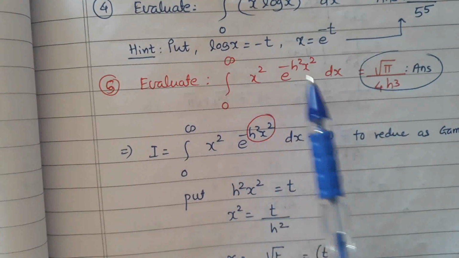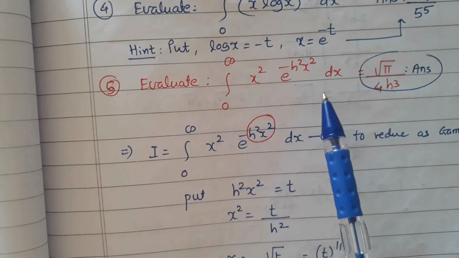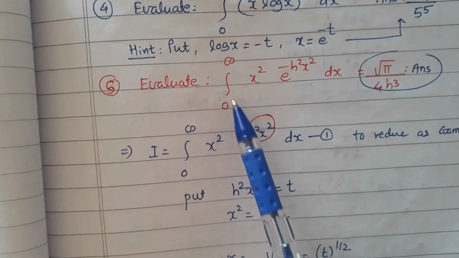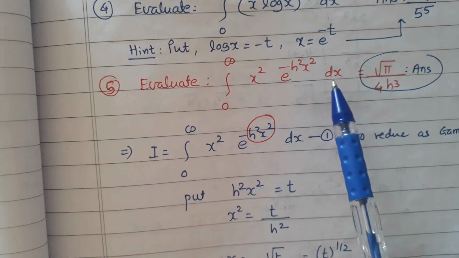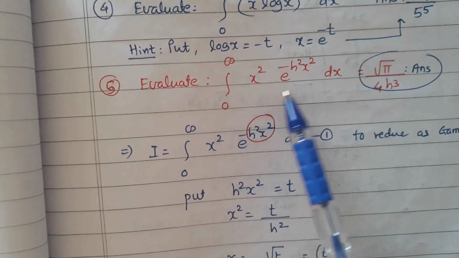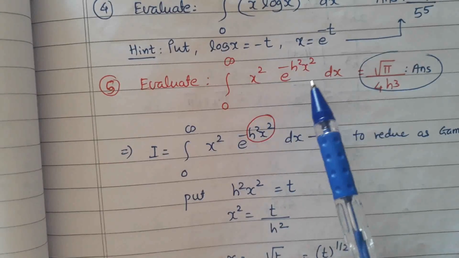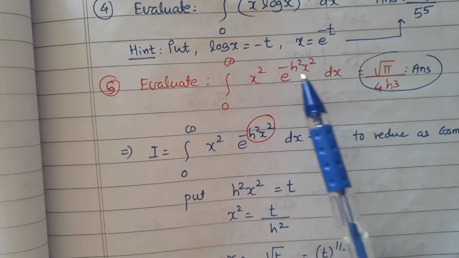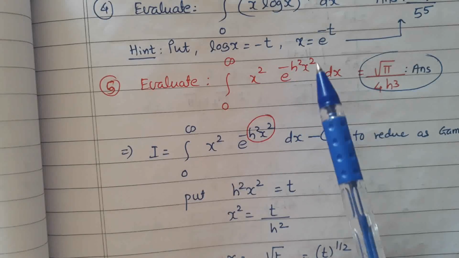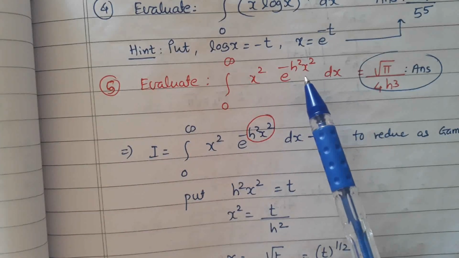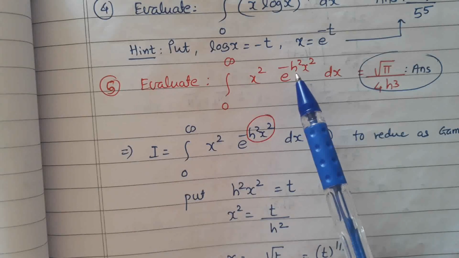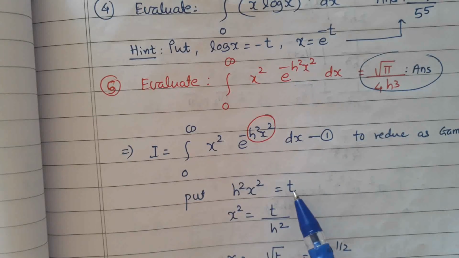The next example is on the evaluation of the gamma function. Evaluate integral 0 to infinity x raised to 2 e raised to minus h square x square dx. To write this integral in the gamma function form, we need to substitute a single variable instead of this. So substitutions are always present in the examples. Identify the substitution. So substitute h square x square is equal to t.